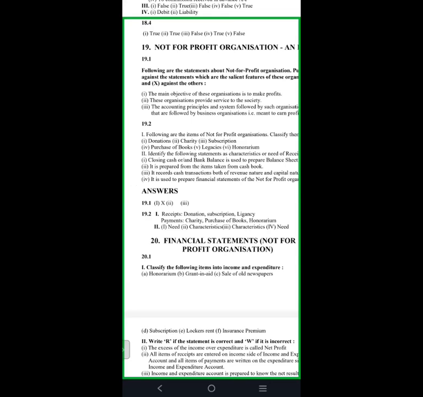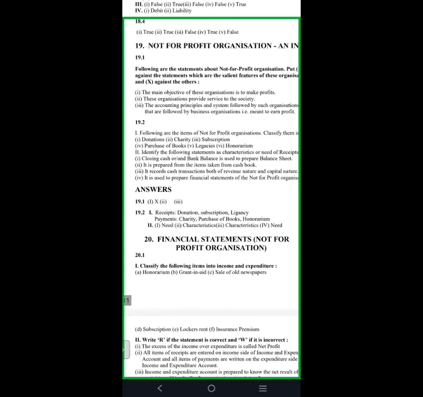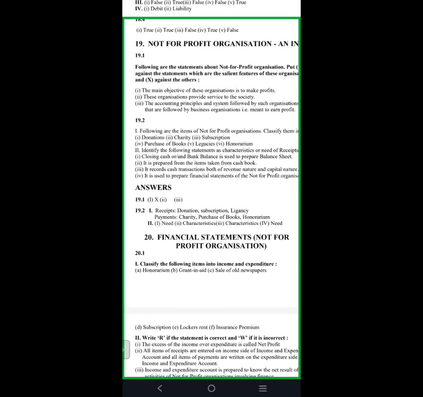Expenses or payments: charity, purchase of books, honorarium.